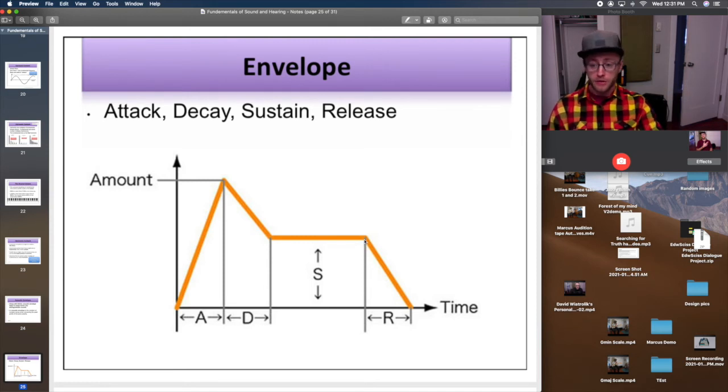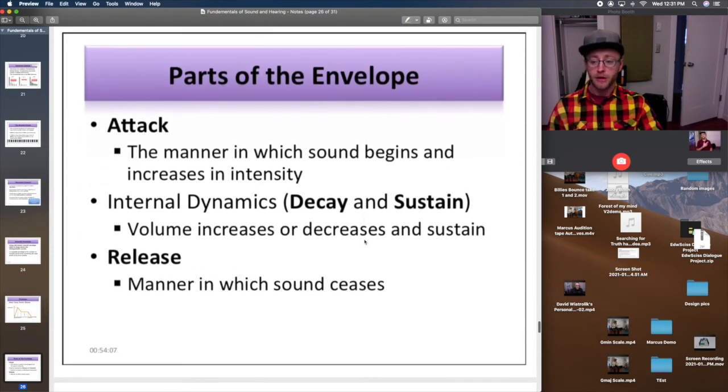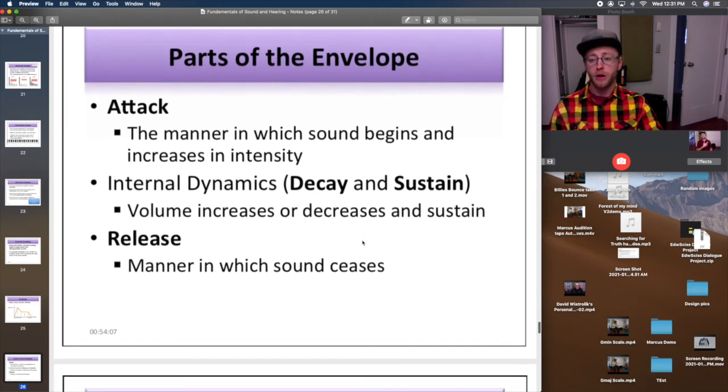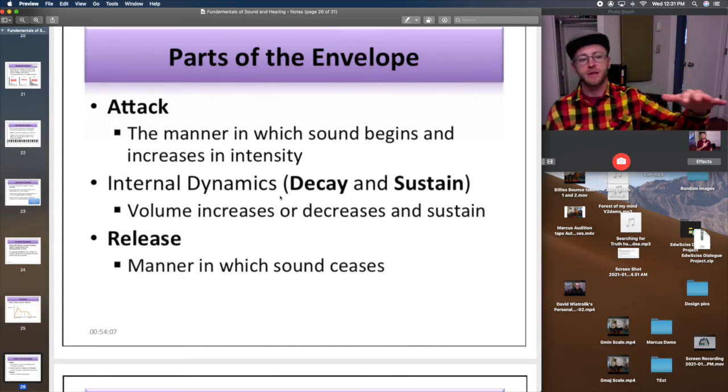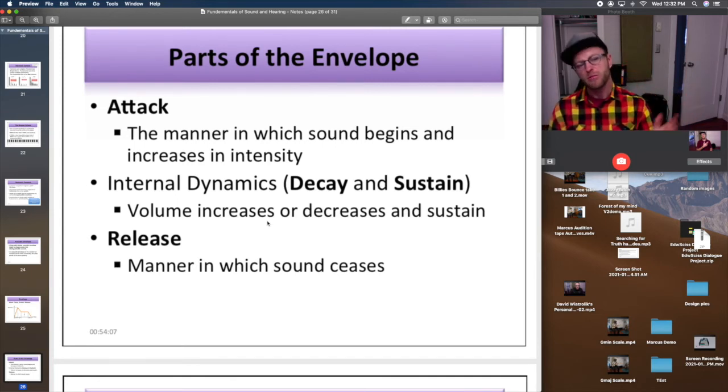Okay? So that explains what I was talking about a little bit more. The attack is the manner at which the sound begins and increases in intensity. The internal dynamics, basically the slow dying of the sound: it decays, it sustains, and then at the end you cut it off. Do you cut it off with your finger? Do you cut the note off with your tongue when you're singing da? You can have a quick release, or you can go da, and that's more of a gradual release. I think of release as the cutoff of a note.